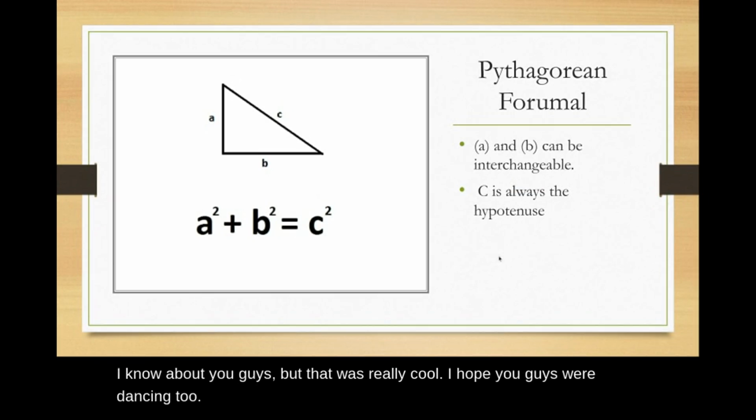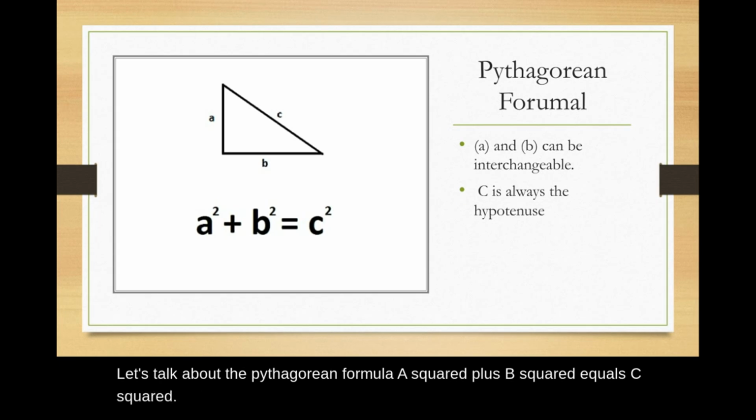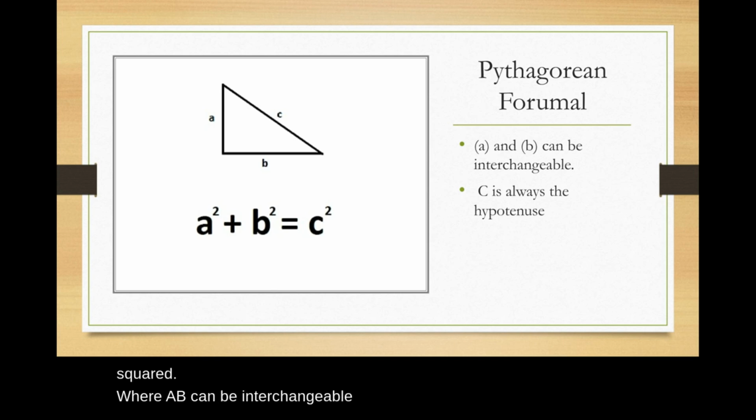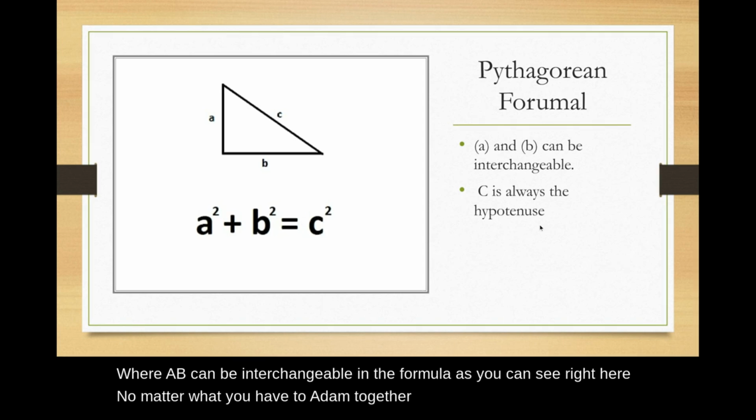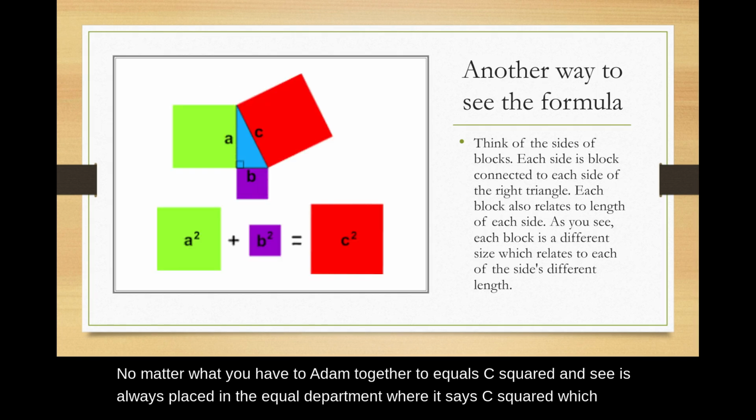Let's talk about the Pythagorean formula. A squared plus B squared equals C squared, where A and B can be interchangeable in the formula. As you can see right here, no matter what, you have to add them together to equal C squared. And C is always placed in the equal department, where it says C squared, which, remember, C is always the hypotenuse and is always the longest side.